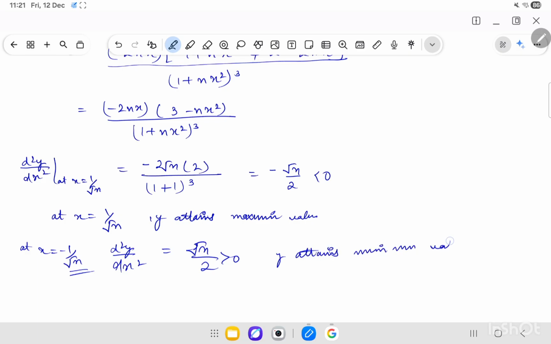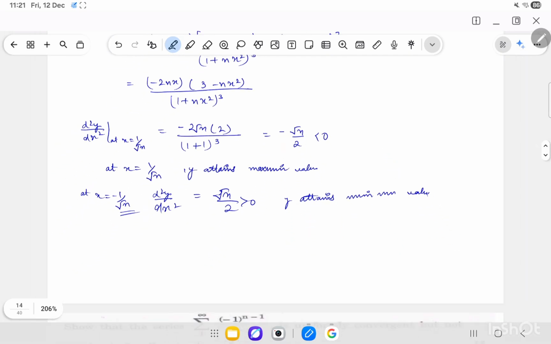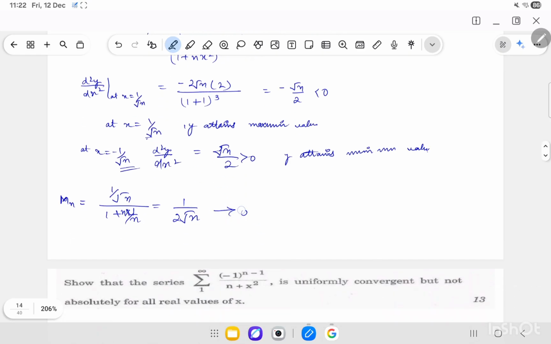So the maximum value is attained at this point, so Mn will be equal to 1 by square root of n divided by 1 plus 1 by n into 1 by n, which will be equal to 1 by 2 square root of n. Now you can easily see that this approaches 0 as n approaches infinity. So from here we can conclude that Fn is basically uniformly convergent.